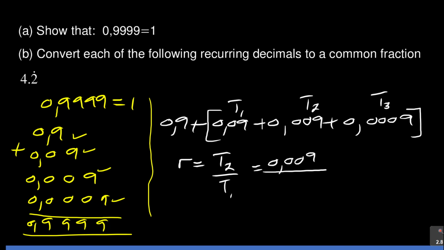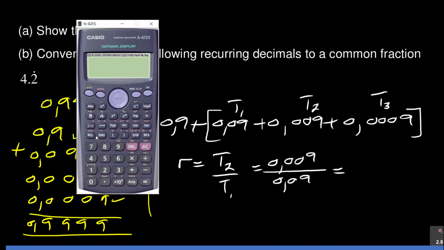0.009 over 0.09, right? Which is equal to what? Let me find the one common ratio first. So it will be 0.009 over 0.09. It will give me 1 over 10. You can try T3 also, over T2, 0.0009 over 0.009. You see, it gives you 1 over 10.